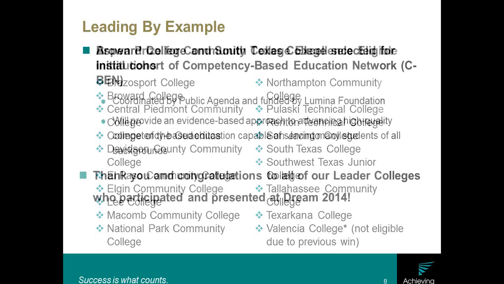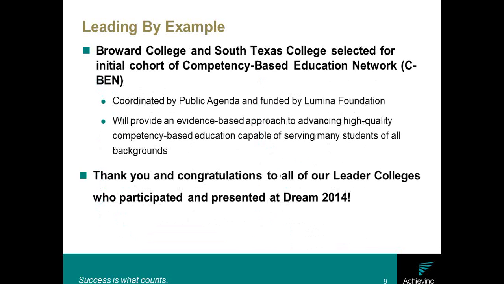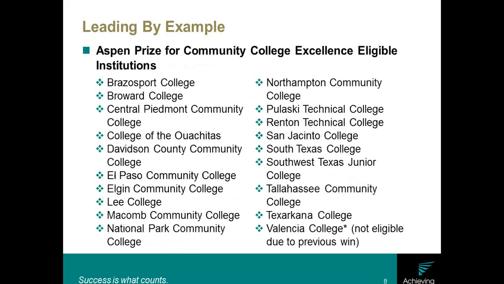And then also congratulations to several colleges who have been on this list more than once. Brazosport and Broward have been finalists previously, and so has College of the Washitas, which is not listed on this list this year, but they were a finalist once before. Brazosport, Broward, El Paso, Lee, Macomb, Renton, San Jac, Tallahassee, and Valencia have all been on this list multiple times.